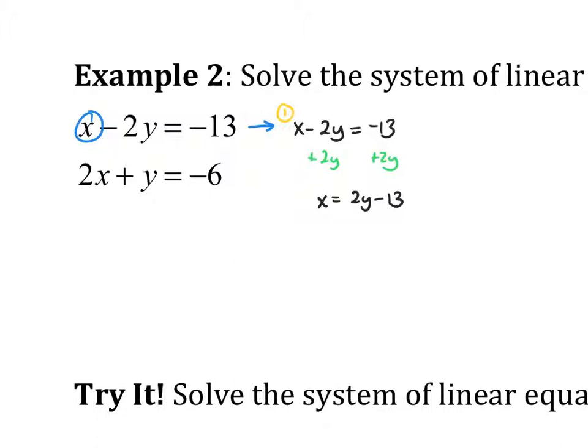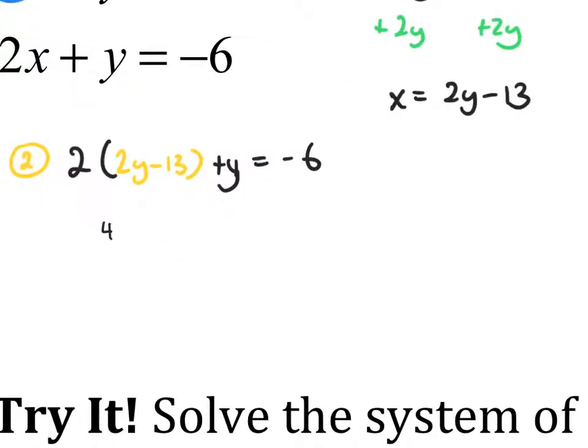Now, you don't need those arrows. The arrows might make it look ugly, so I'm going to clean that up real quick and just say, now step two. So I'm going to say 2, but instead of x, I'm going to put 2y minus 13 plus y equals negative 6. Now I distribute there to get 4y minus 26 plus 1y equals negative 6.